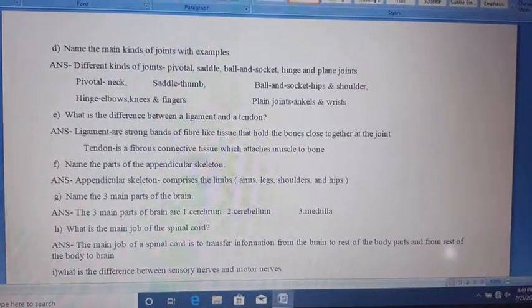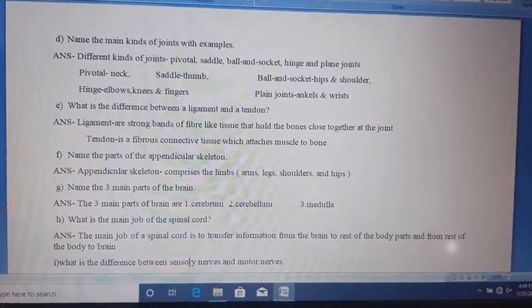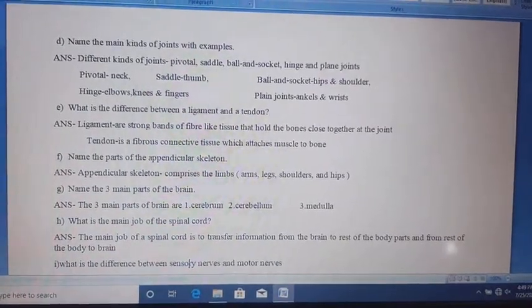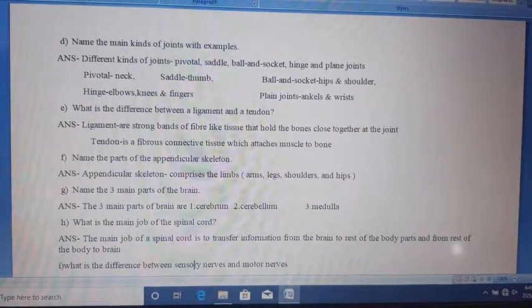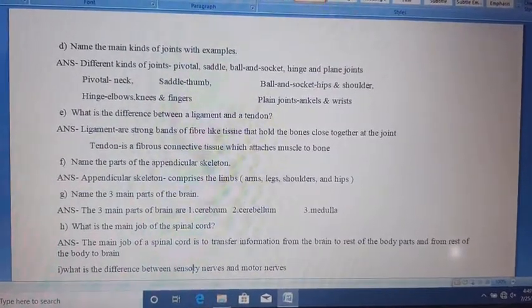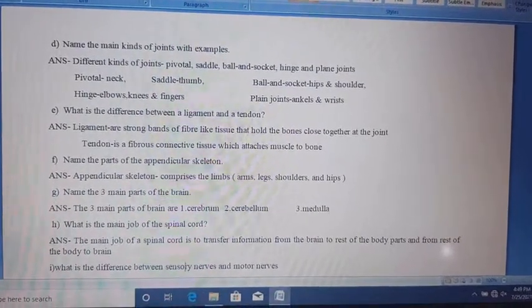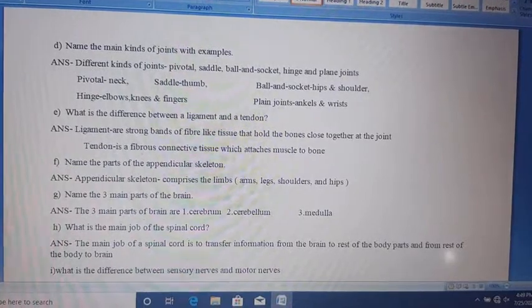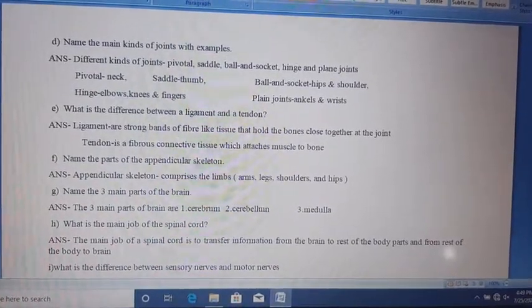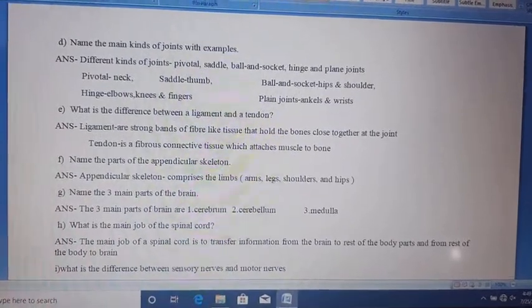E. What is the difference between a ligament and a tendon? Answer. Ligaments are strong bands of fiber-like tissues that hold the bones close together at the joint. Tendon is a fibrous connective tissue which attaches muscles to bone.